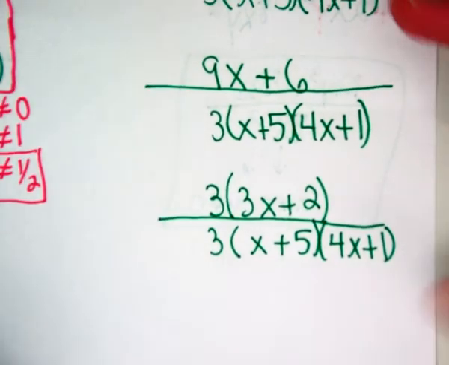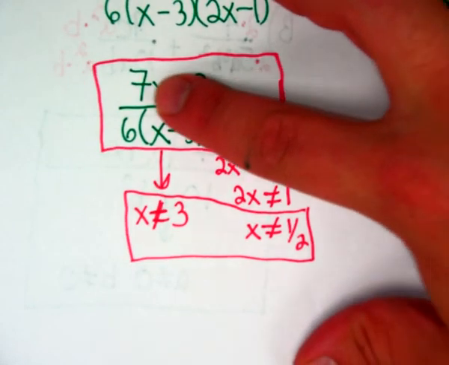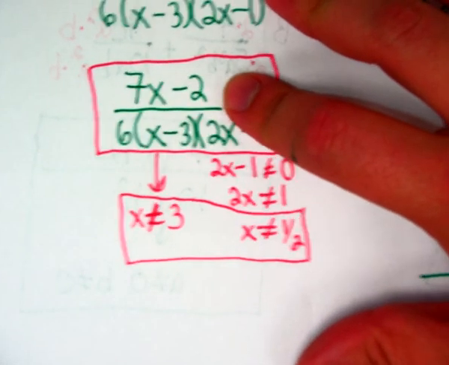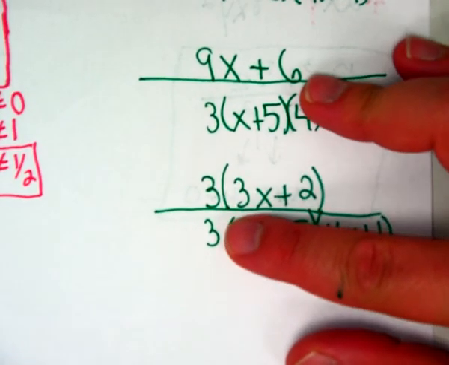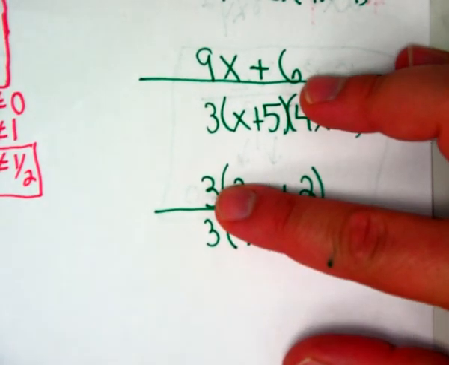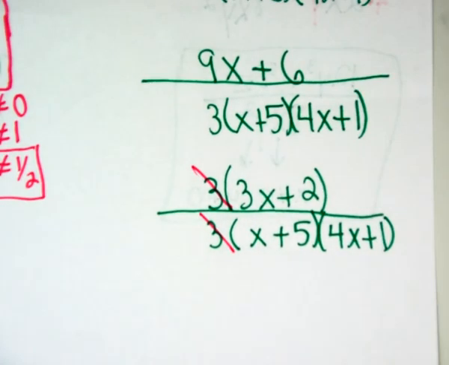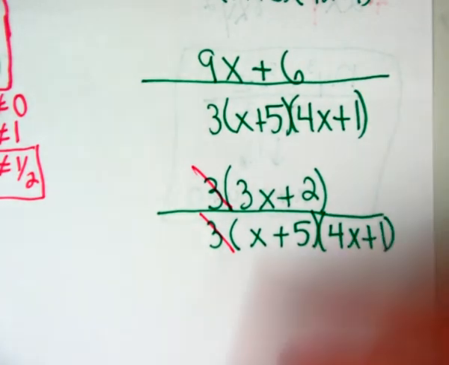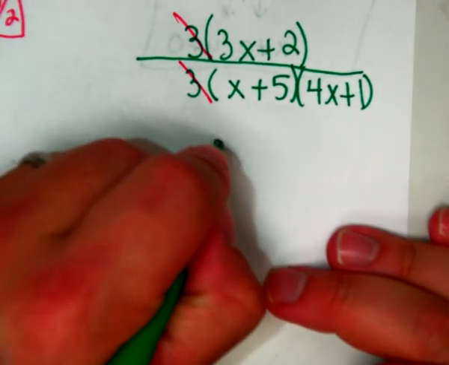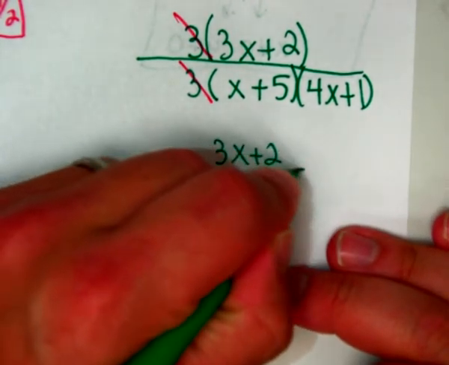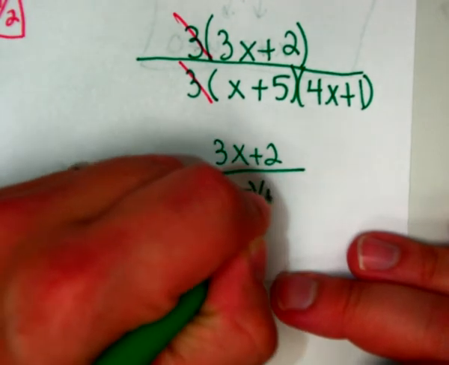The reason we always try to factor the numerator if we can, and I didn't do it on this previous example because there was no common value that we could take out, is look at what happens here. In this example, my 3's in the front can cancel out. So let's go ahead and cancel these out. And what we're going to be left with is a really nice answer at the end of 3x plus 2 over x plus 5 times 4x plus 1.